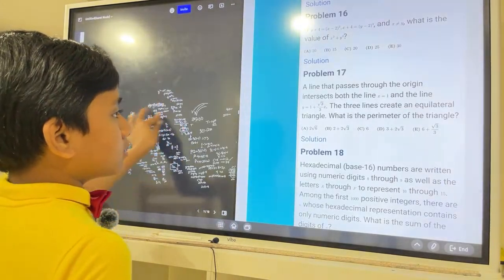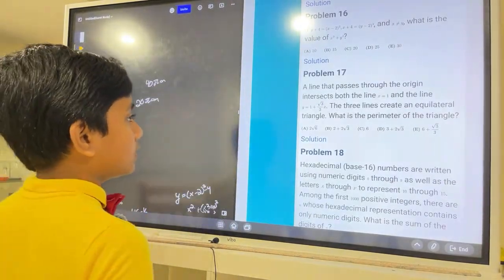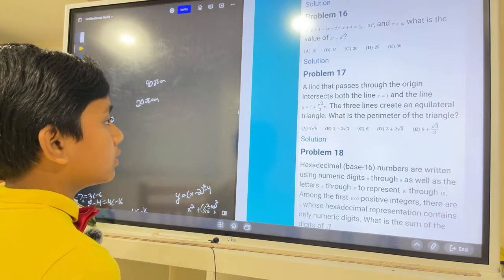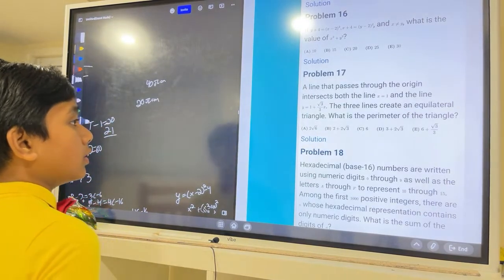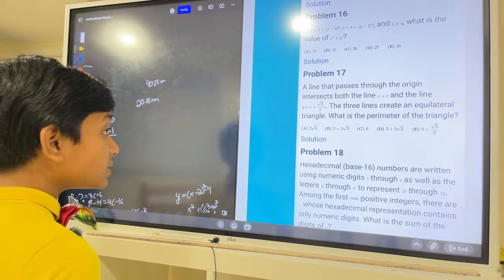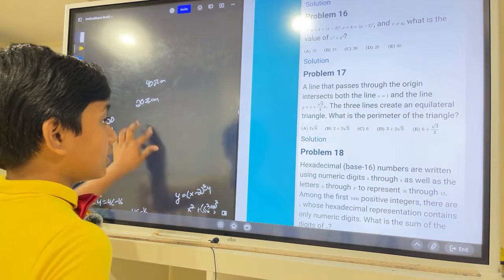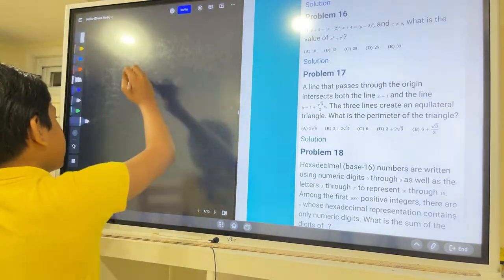Okay, the line that passes through the origin intersects both x equals 1. Like, how would it not? And line 1 plus root 3 over 3x? Wow. That escalated quickly.